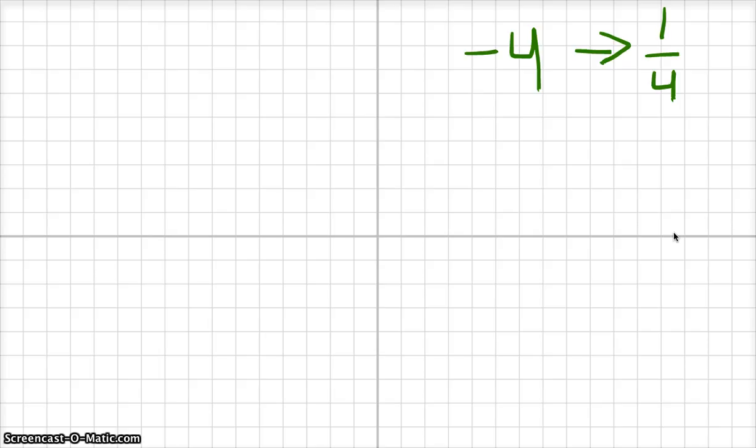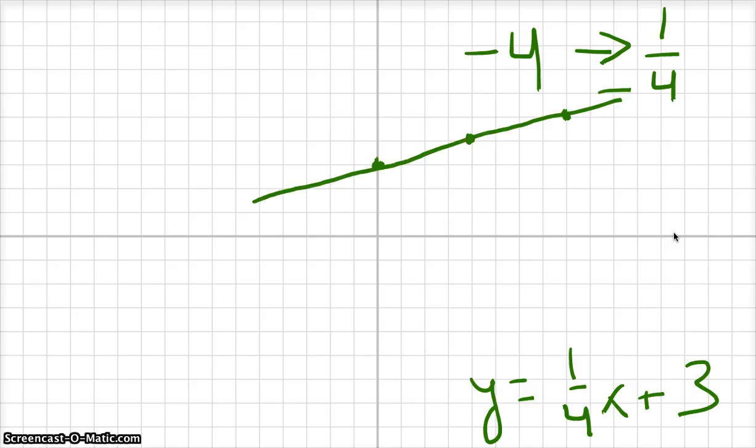It says it passes through (0, 3), so that'd be my starting point. So we'll go right here. And since (0, 3) is the y-intercept, my equation is going to be y equals 1/4 x plus 3. Okay, and I'm going to go up 1 over 4. Up 1 over 4. And then my line will look something like that. Okay. We're almost done.